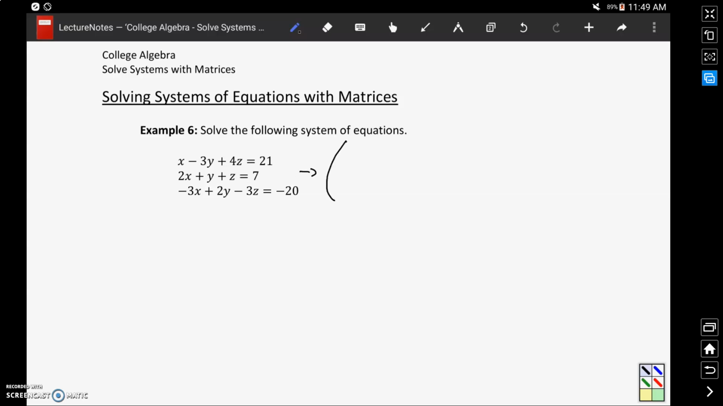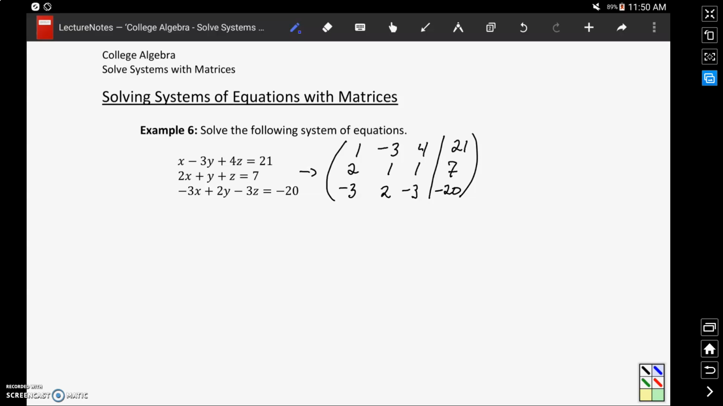To start off, we can translate this system into an augmented matrix. And then look at our process for how we'll manipulate this system to get to that goal we want.